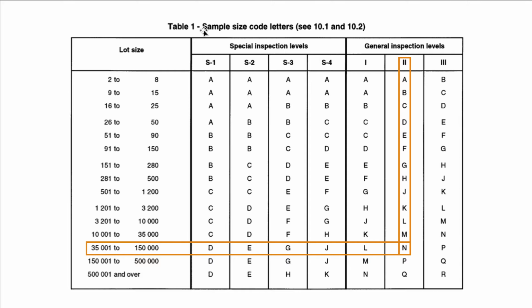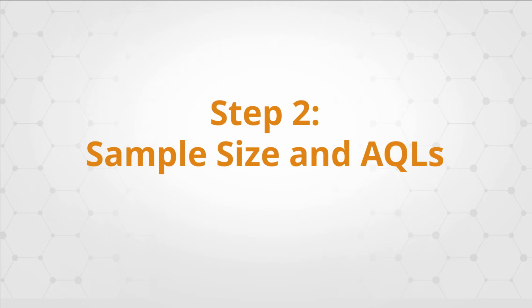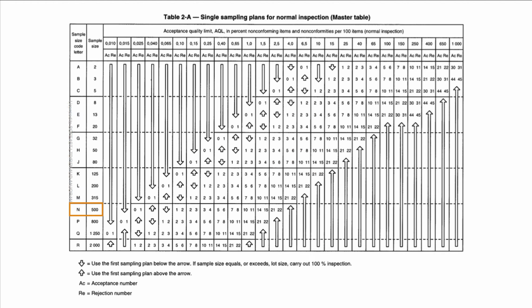First, the AQL tables will give you the code letter. So 40,000 pieces is in this range, and you go with level 2, which is used most of the time by default. Even the standard says that by default, usually this is the one to go with. So the letter is N. Now, what do you do with N? The next step is you go to the next table, which will give you the sample size and the AQL limits. So the next one, for normal inspection, the next table looks like this. So N means you need to check 500 pieces.